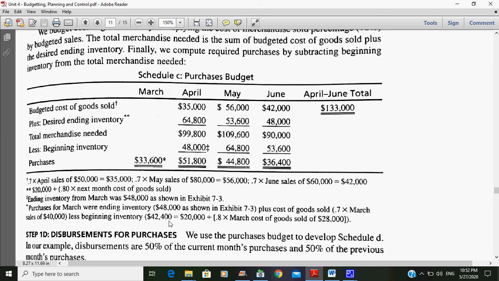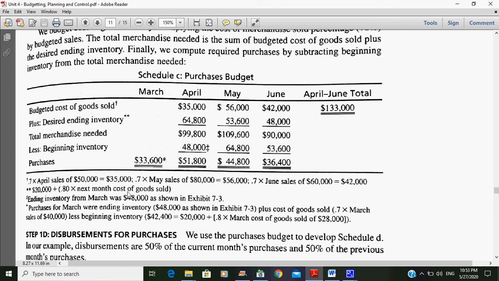Look at this now. Purchases for March or ending inventory 48,000 as shown in exhibit 7.3. Because cost of goods sold is 0.7 times March 40,000, right? So let's begin, inventory will give you 20,000 plus 80%. No, what I did slightly differently a while ago, what I would do is find 70% of the 50,000 first, then you'd find 80% of the cost of goods sold as you would have done before, which would have been the next month, which is July.